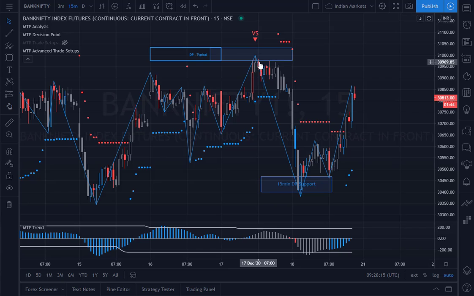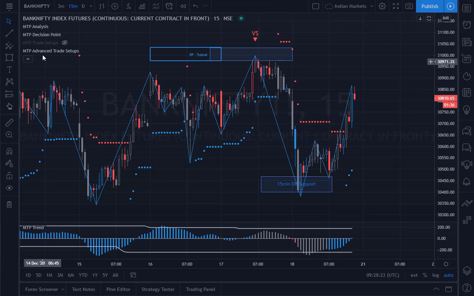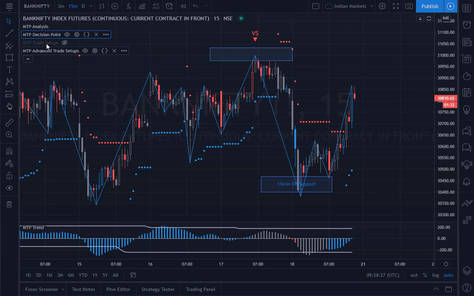So can you see how it would have projected potential areas of support and resistance on your chart in advance? That's the most important thing. These levels are here before the market even gets there. Right, I just want to turn the DP off and now come back down to our 3-minute chart.